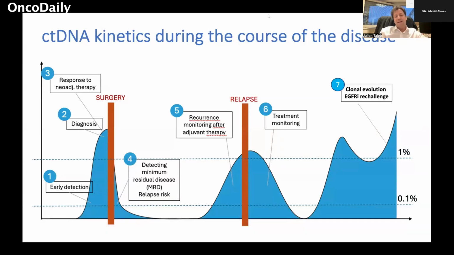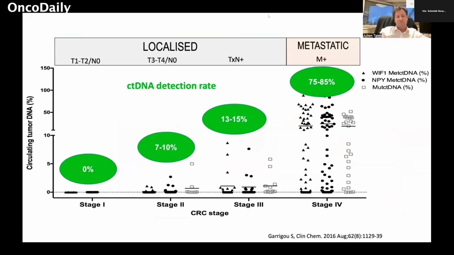And once the disease is metastatic, you can profile your tumor, monitor the efficacy of your first-line treatment, and also monitor the clonal evolution of your tumor. And this is particularly important in colorectal cancer for EGFR inhibitor rechallenge.